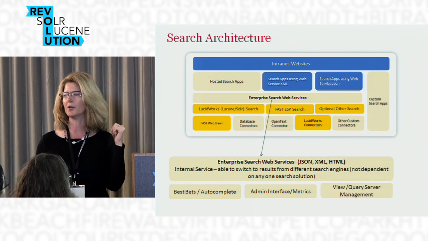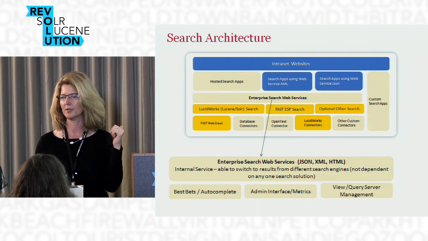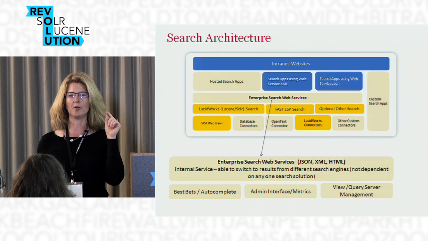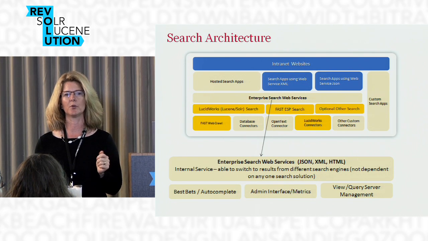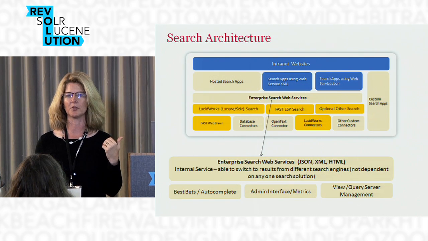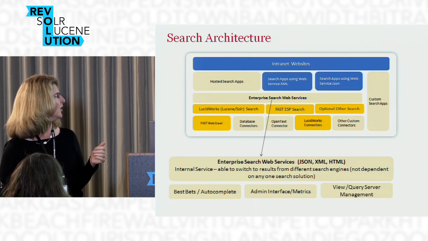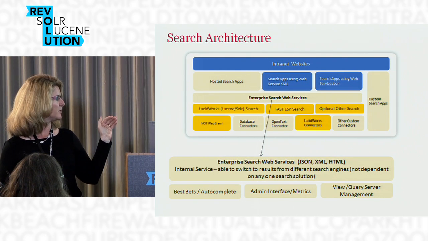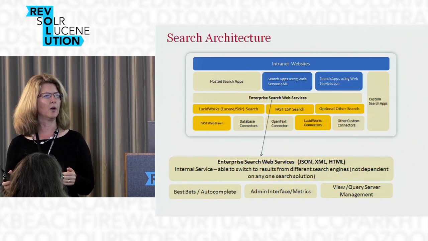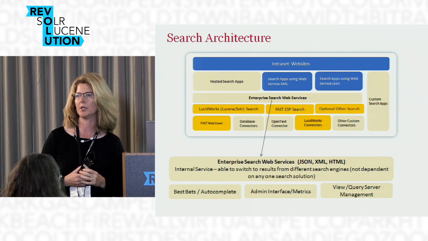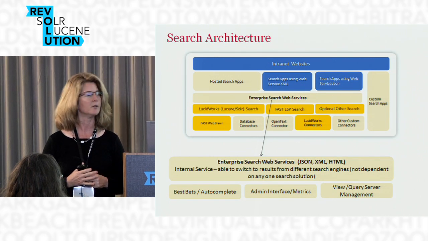So those who are already using our enterprise web services, who are on Fast ESP, we literally just say, okay, now go and use Solr. The next second they're using Solr, returning results, and they hardly even know that we switched. We manage our best bets, and we also do our metrics. We have boosts within there, autocomplete. We manage it all through this layer.